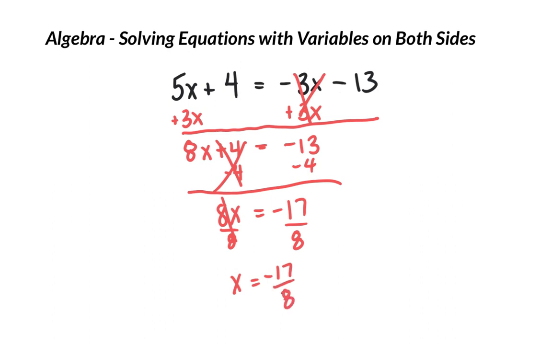How do they want the answers? I'm a big fan of just leaving it as a reduced fraction. This is as reduced as it gets, but sometimes teachers like it to be with a decimal. This would be negative 2.125 if you wanted to do it as a decimal. I just prefer fractions. Let's do one more example and involve some parentheses.